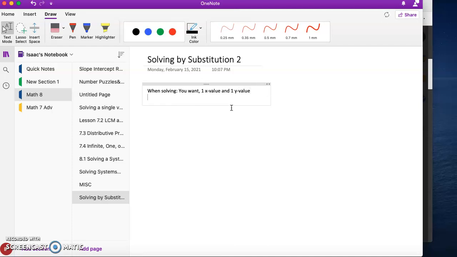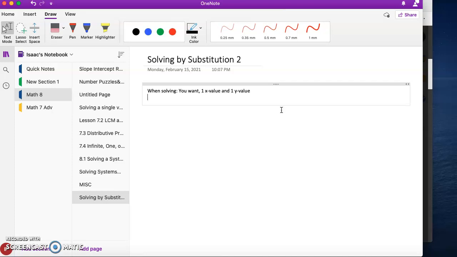You want the x value and the y value where two lines would theoretically cross each other on a graph. The point in doing substitution is so you don't have to graph them to figure it out. You can figure it out just by looking at the numbers. So when we use the substitution method, we find the solution by basically rewriting one equation and then substituting it into the other.